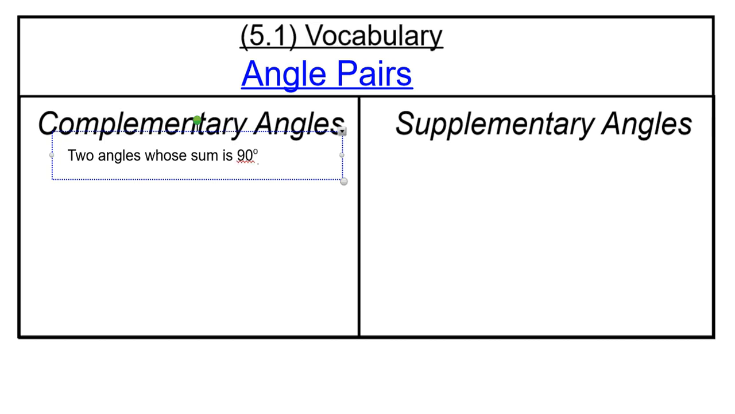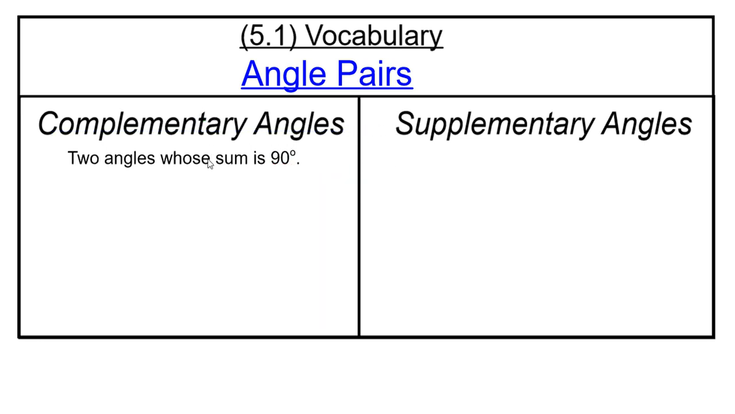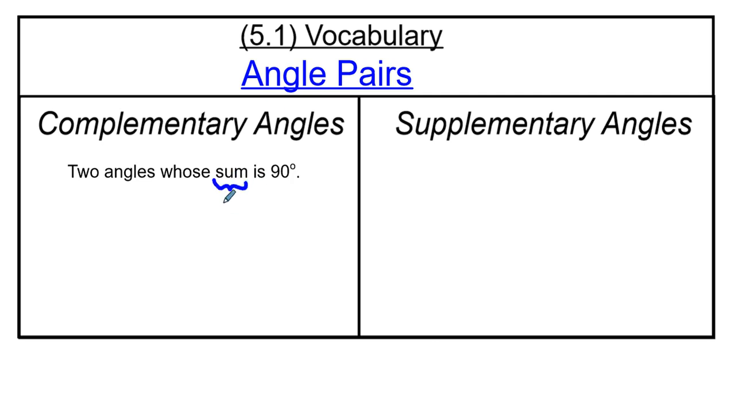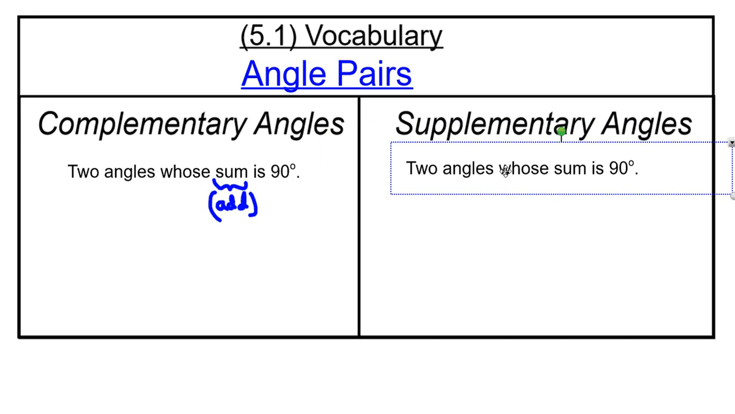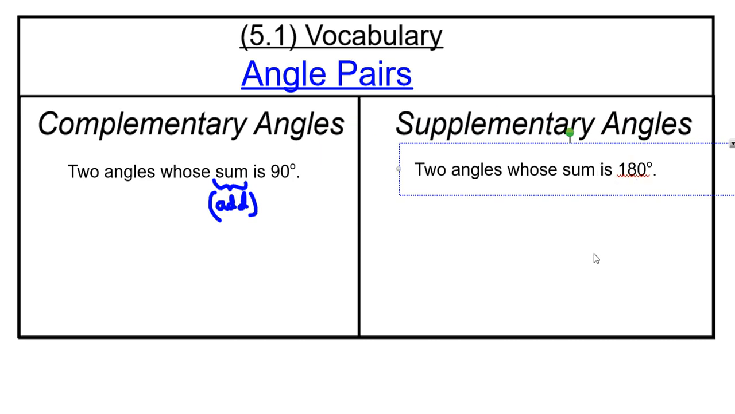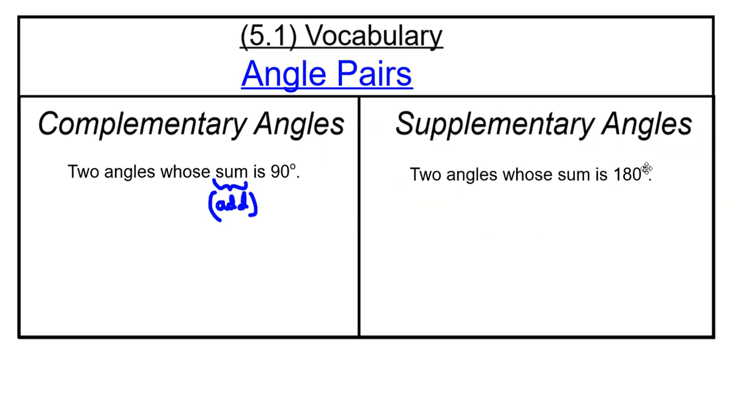90 degrees. All right, so what do I mean? There's some math words in that sentence right there. Two angles whose sum is 90 degrees. Hopefully you are starting to catch on to your math vocab words. Sum implies addition. So if you have two angles and you add them together, and when you add them together you get 90 degrees, then they are complementary. Supplementary angles are two angles whose sum is 180 degrees. So if you add them together, you get 180 degrees.